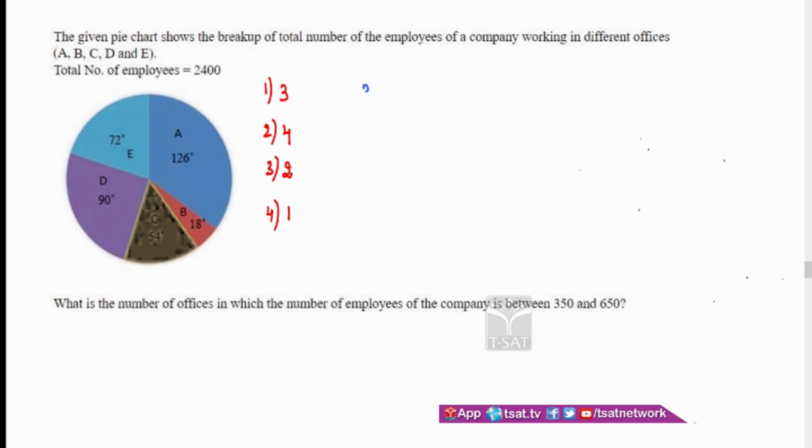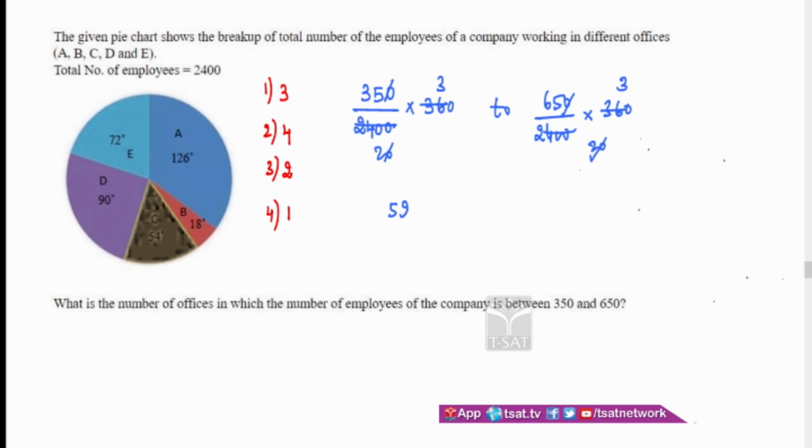By simply taking the data given, 350, first convert it into degrees by the total data, which is 2400, multiplying it with 360, if you want to convert it into degrees. I want 650 by 2400 into 360. Cancel it in the 12 table, we get 3 by 20. Anyway, the extra 0 will also be gone. All you have to do is 105 divided by 2 is 52.5. This is actually 52.5 degrees to 195 by 2, which is 97.5 degrees.